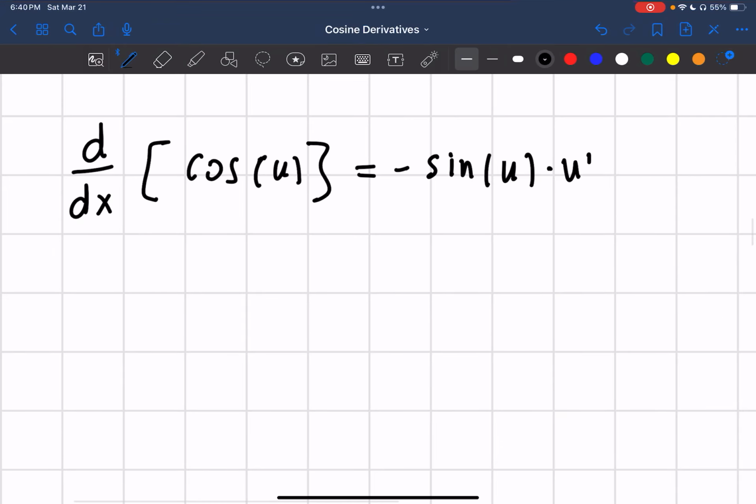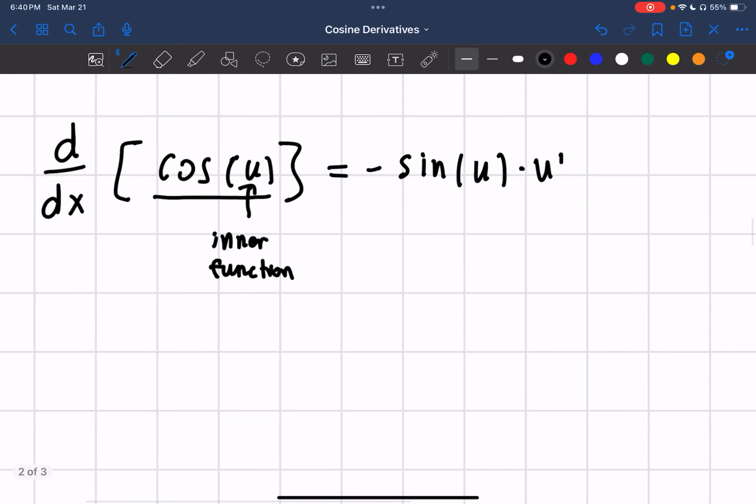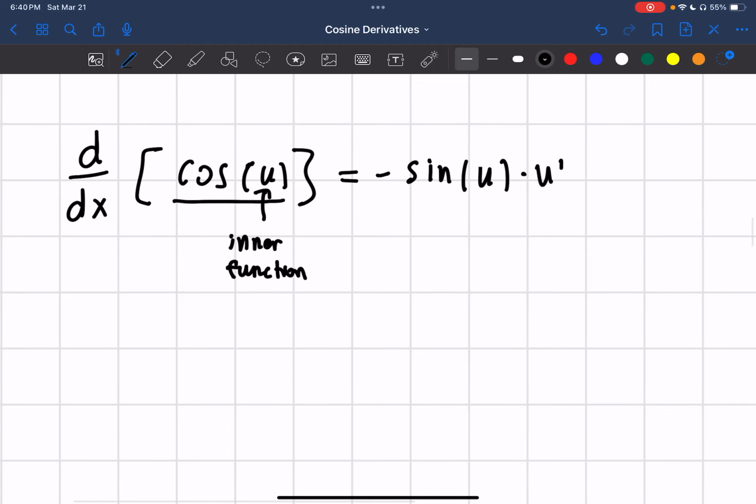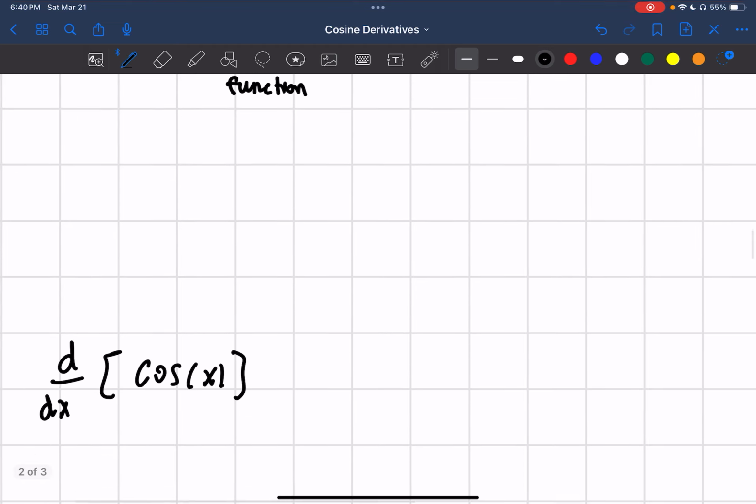In this video, we will be talking about finding the derivative of a cosine function. So let's say we have cos u, and u is an inner function. Then the derivative of that cos function will be minus sine u times u prime. So this is essentially a chain rule, and this will make more sense with a few examples.